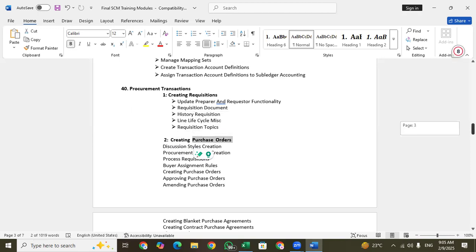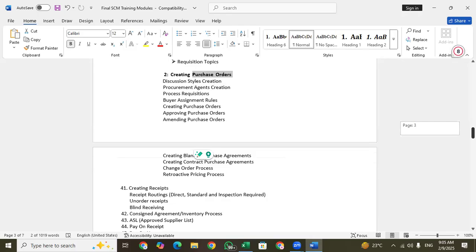Okay, how can we do it, what setups come into the picture, how does that process flow come into the application level, and what is the life cycle of that? Okay, how is the approval done, how are the purchase orders approved? All these things come under purchase order configurations.